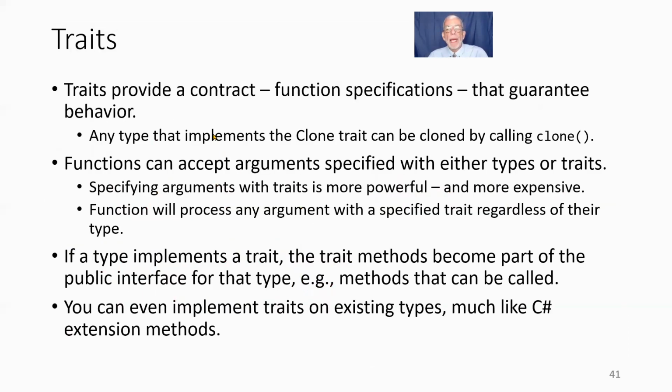Okay, so traits play a significant role with generics. And in a sense, they're something like what concepts will be in C++, or at least what I understand of concepts will be in C++. Perhaps a little simpler, because the underlying code generation engine is simpler. But anyway, traits provide this contract, function specifications that guarantee behavior. Any type that implements Clone can be called by clone.